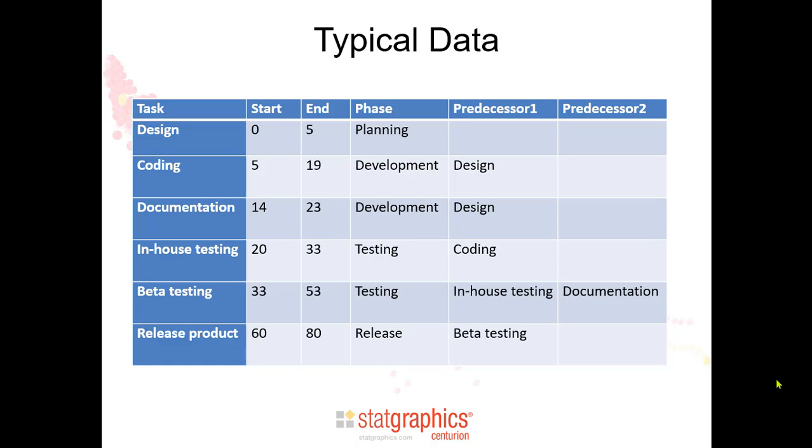A predecessor of a task is another task that must be completed before that task can begin. For example, if you look at beta testing, you'll notice that it has 2 predecessors: in-house testing and documentation. Both of those tasks must be completed before beta testing can begin.